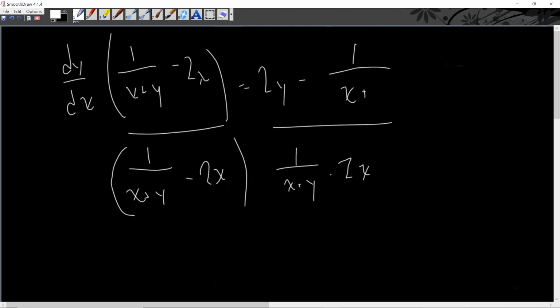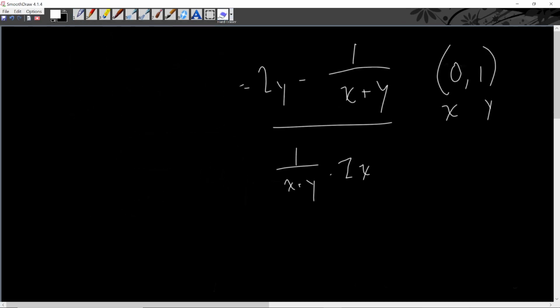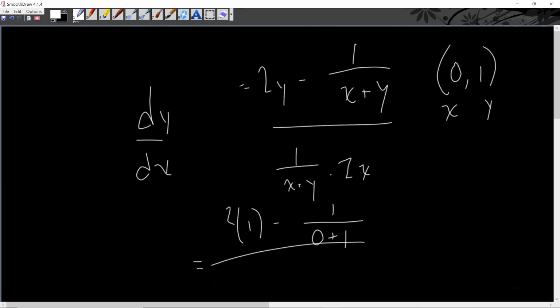x plus y. And again, remember, our point for this one was (0, 1). Our x was equal to 0 and our y was equal to 1. So we're going to plug in 0 and 1 for all of these. Let me erase this. We have dy/dx is equal to all of that. And now let's plug in our x's and y's. We have 2 times 1 minus 1 over 0 plus 1, all over 1 over 0 plus 1 minus 2 times 0.